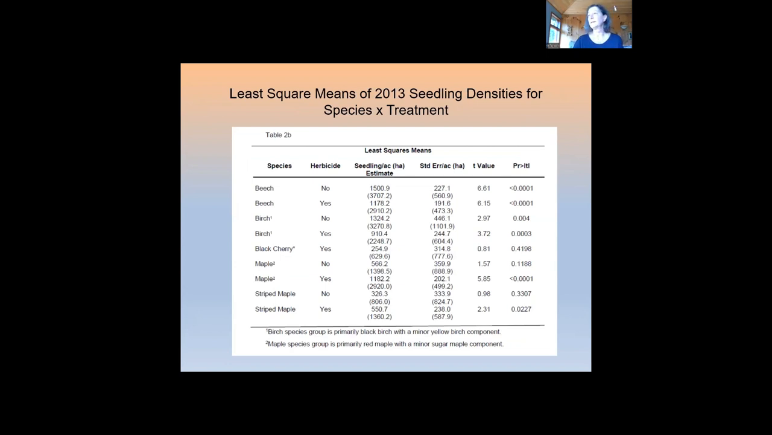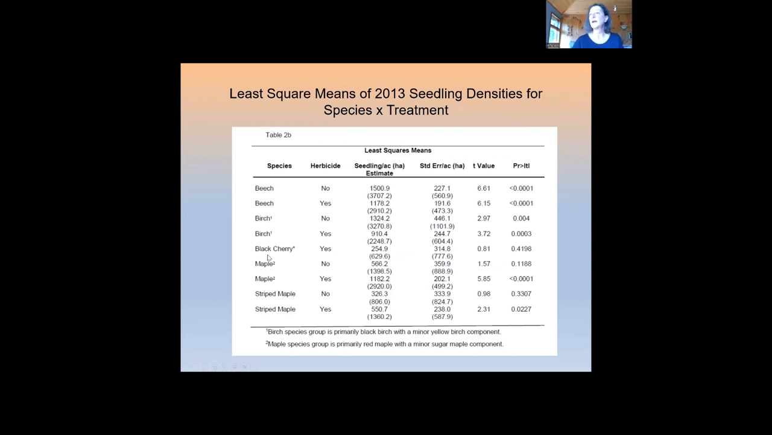Okay, now you don't have to get too overwhelmed with these numbers, but the seedlings per hectare are in parentheses. I have English and metric on this slide. So just looking at the beech regeneration on all the herbicide plots and then the non-herbicide plots. And you do that for each species.